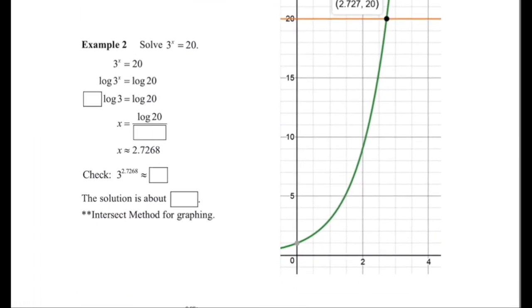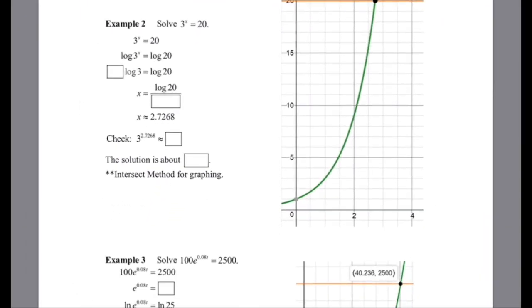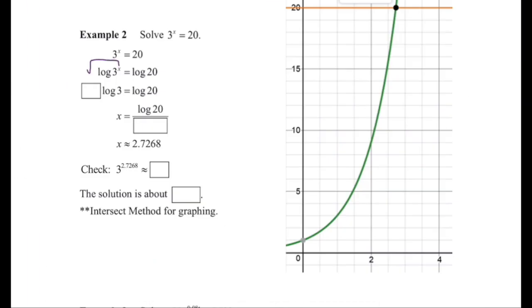So let's look at 3 to the power of x is equal to 20. I can take the log of both sides, so log of 3 to the power of x and log of 20. By doing the same thing to both sides, we're keeping it equivalent. I then can use my power rule to rewrite with my x out front.